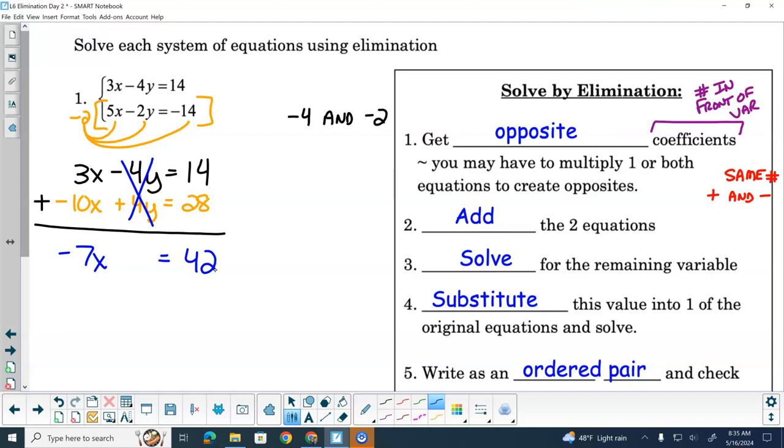Step number 3 says now we've got to solve this equation. Okay, how am I going to solve that equation? We got to divide both sides by negative 7. Do you know offhand what positive 42 divided by negative 7 is? Negative 6. Exactly, it is negative 6.